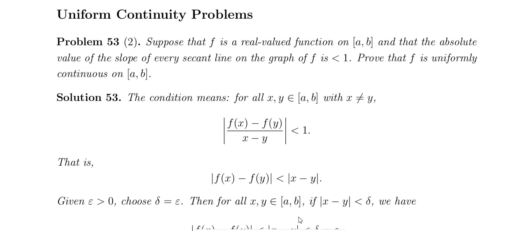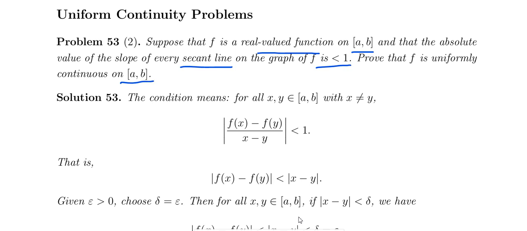And also some result, if you see, the function is a real valued function. Suppose f is a real valued function on the closed bounded interval a comma b, and the absolute value of the slope of every secant line on the graph of f is less than 1, then f is uniformly continuous on the closed and bounded interval a comma b.